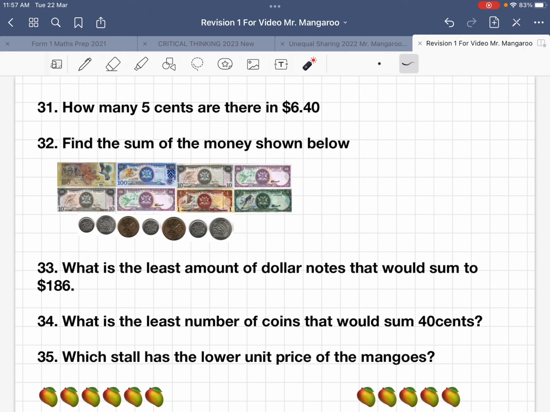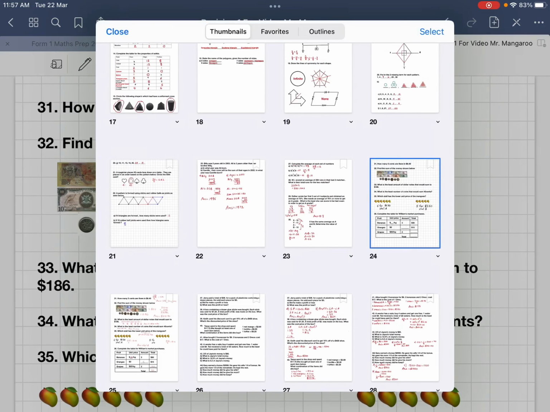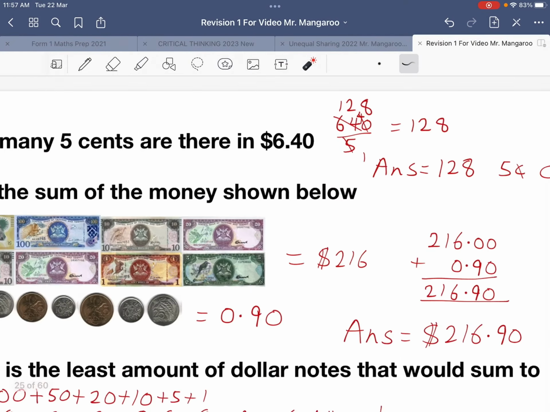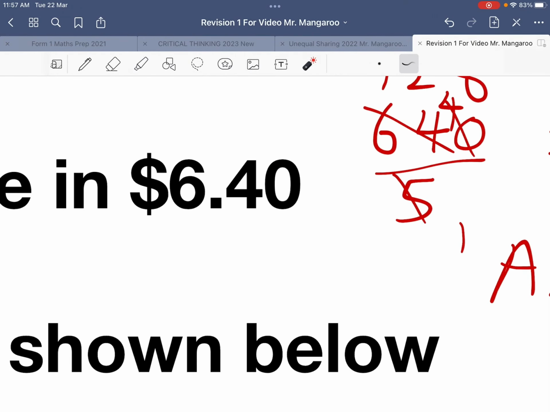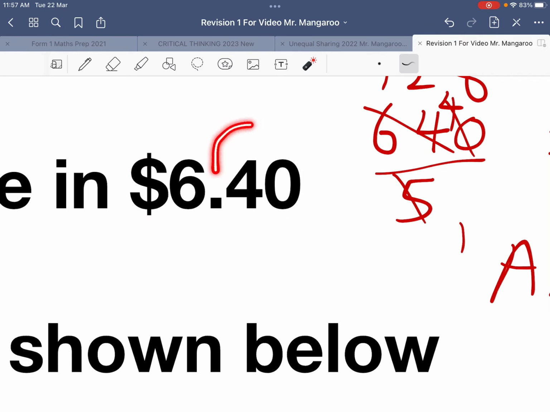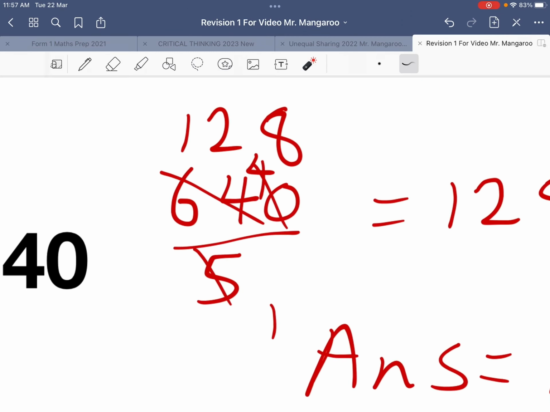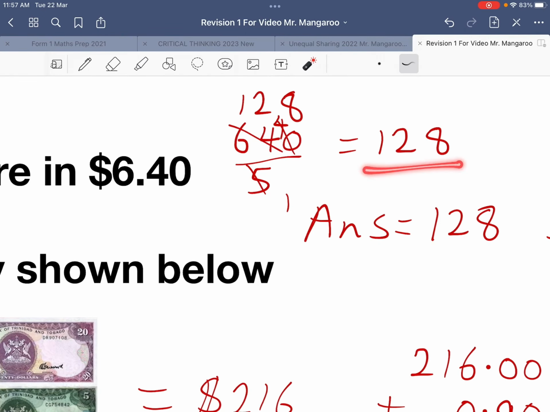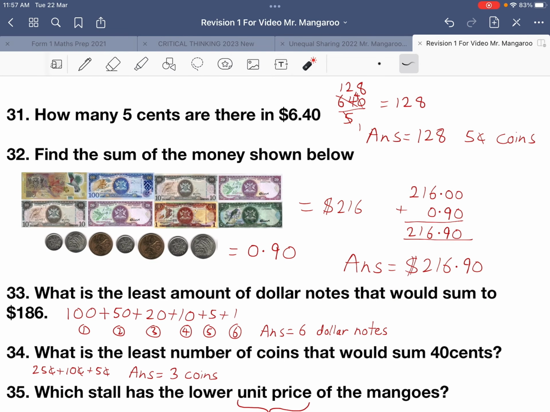Number 31. How many 5-cent coins are there in $6.40? So what we can do is we can convert $6.40 to cents only by shifting the point 2 places to the right. So that gives us 640 cents divided by 5 cents. When we divide, we get 128 5-cent coins.